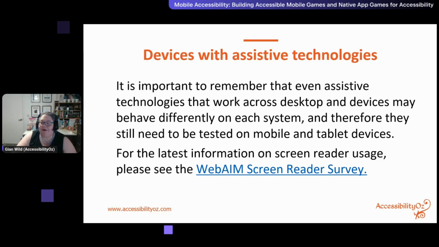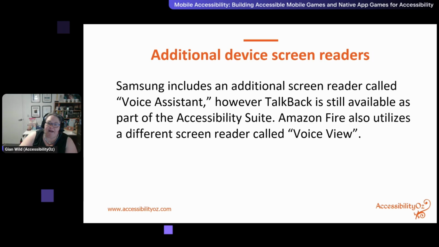Screen readers read aloud the content on a page for people who are blind. There is a WebAIM screen reader survey, which talks about which are the most popular screen readers. If you're talking about mobile, the only 2 that you really need to worry about are VoiceOver for iOS and TalkBack for Android. Be aware that Samsung does, because Samsung likes to be different. They have an additional screen reader called Voice Assistant, but TalkBack is still available. And Amazon Fire also uses a different screen reader called VoiceView.